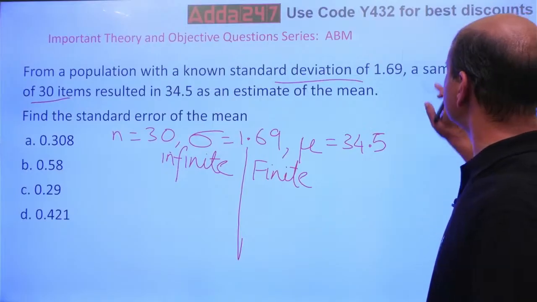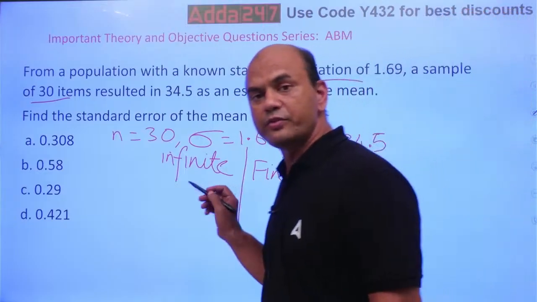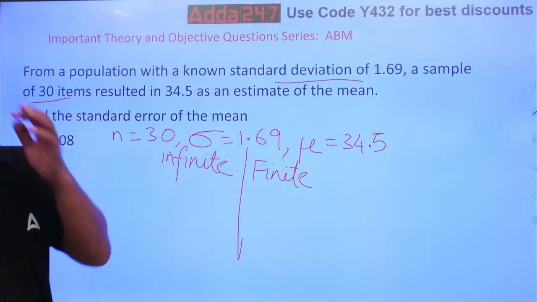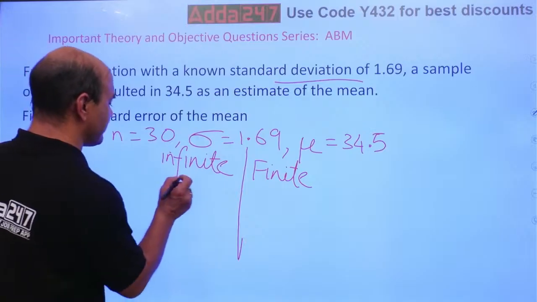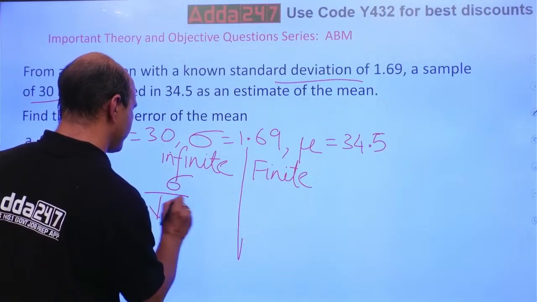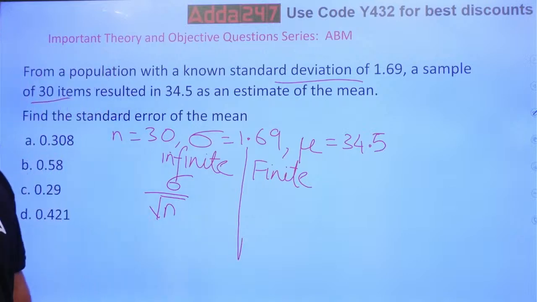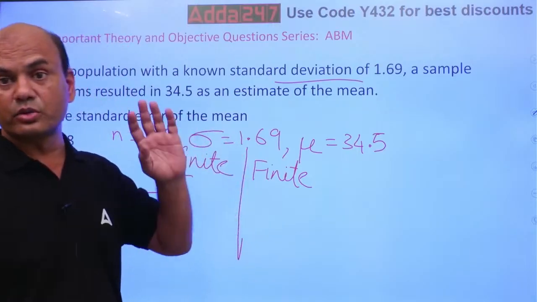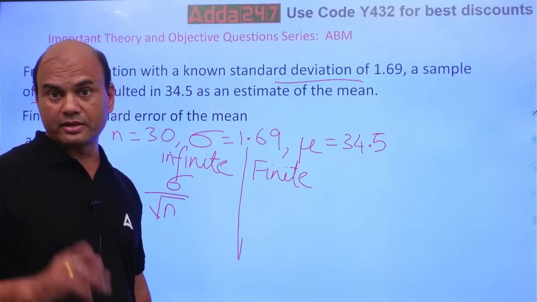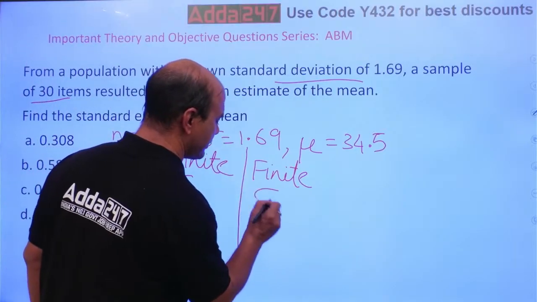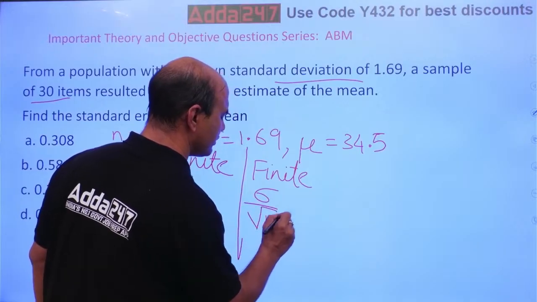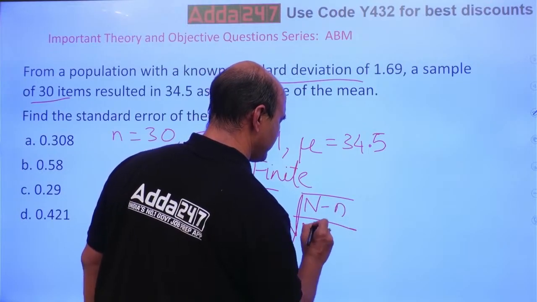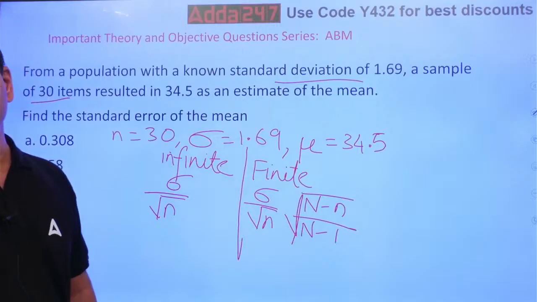Clear? So now you'll use the formula for infinite population. What is the standard error for infinite population? Psi upon root of n. This is for infinite population. If they had given that the population is 200, then it is finite, and the formula is like this: psi upon root of n into square root of (N minus n) upon (N minus 1). This is the formula for finite population.